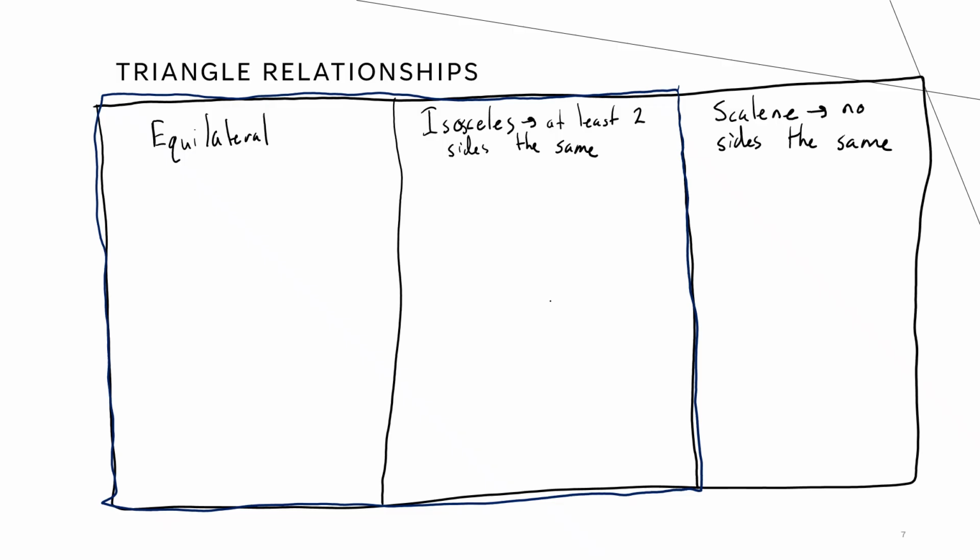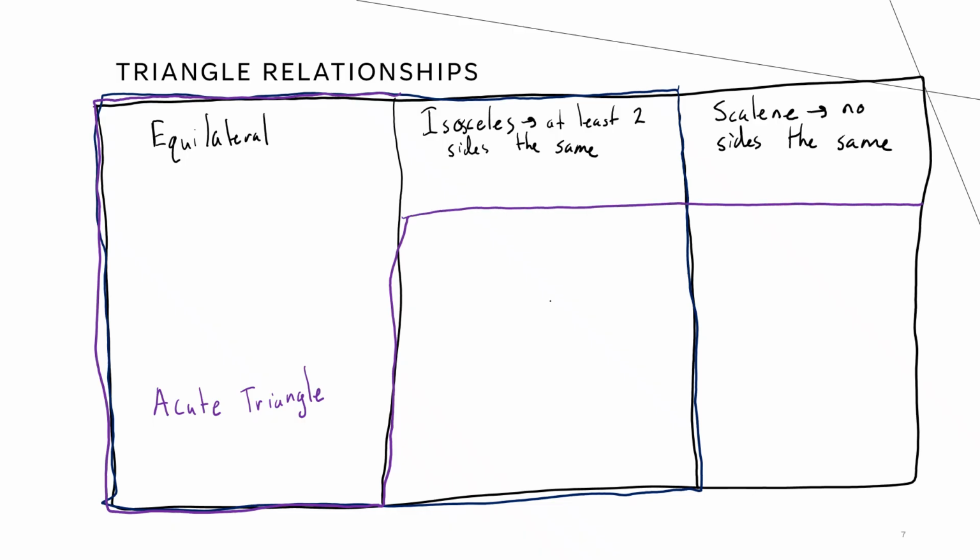Well, now let's think about the other types of triangles. If we classify by angle, we first have acute triangles. Now, how do these triangles fit inside these? Well, we know all equilateral triangles will be acute triangles. So if I'm drawing my purple acute box, it's going to contain all the equilaterals. But I can have an isosceles triangle that is right or obtuse. So it's not going to have all of the isosceles triangles or all of the scalene triangles.